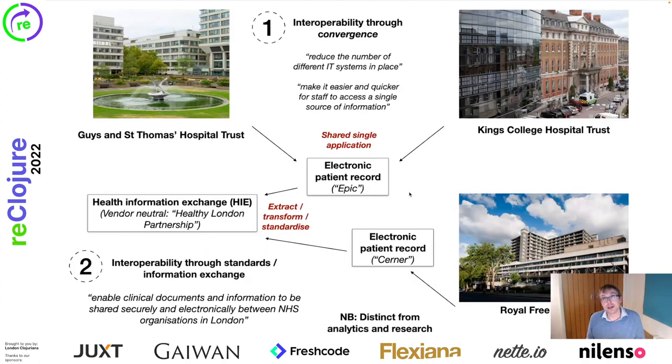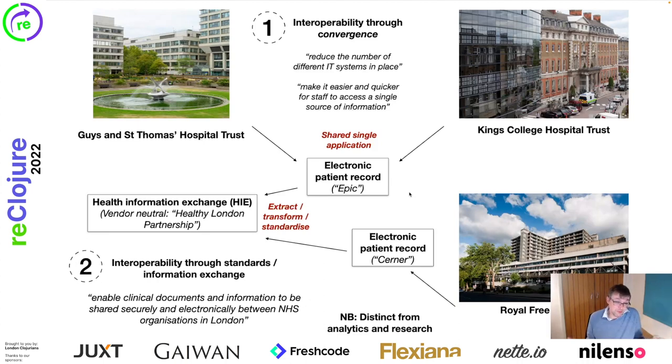And of course, health and care has tried to focus on data and interoperability for many years. One approach, in London, is Guy's and St Thomas's and King's College. Those two organisations want to work more closely together, so they are adopting an approach of interoperability through convergence by adopting the same underlying application, a single shared application, EPIC. So they want to make it easier and quicker for staff to access a single source of information. They want to reduce the number of different IT systems in place, so they're converging. That's one approach. The Royal Free, however, uses Cerner.